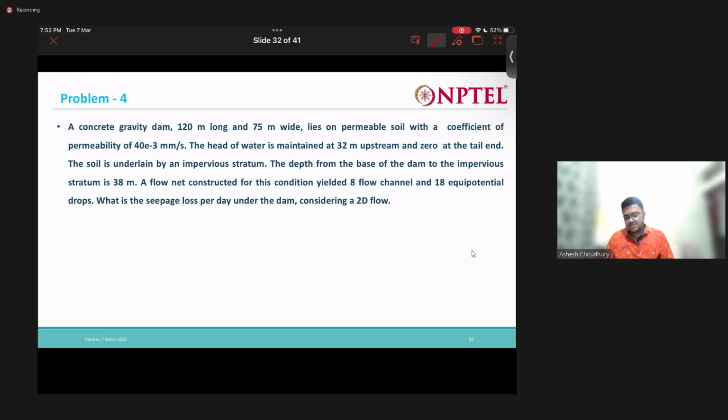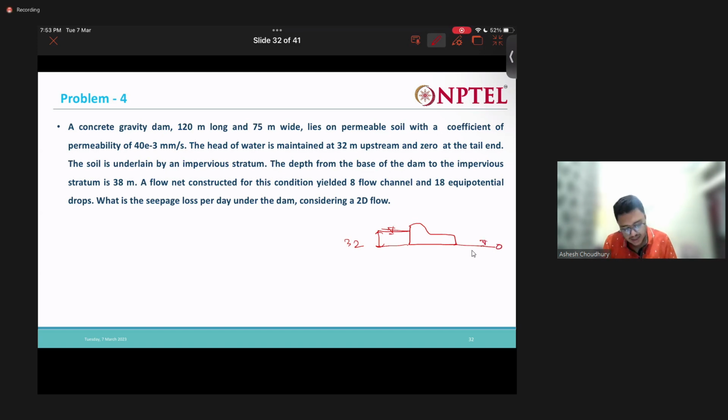Okay, so next question is that a concrete gravity dam 120-meter long and 75-meter wide lies on a permeable soil with a coefficient of permeability this much. The head of water is maintained at 32-meter upstream and 0 at the tail end. So we have a concrete gravity dam. In the upstream the head is maintained at 32 and at the tail end it's 0.